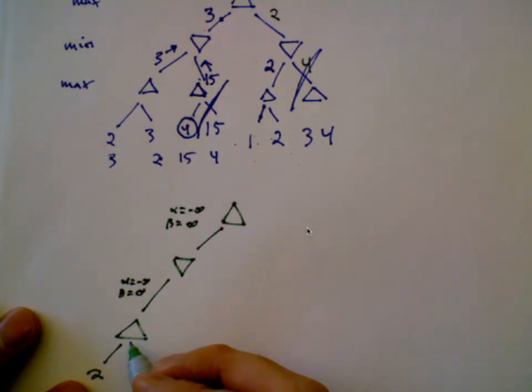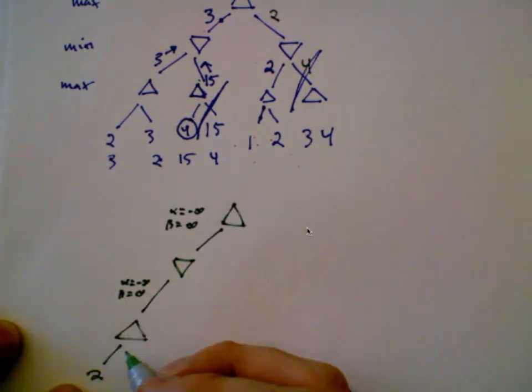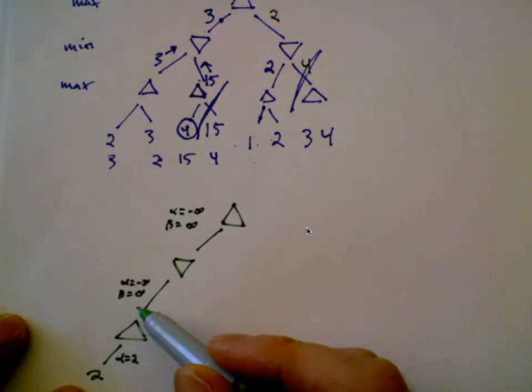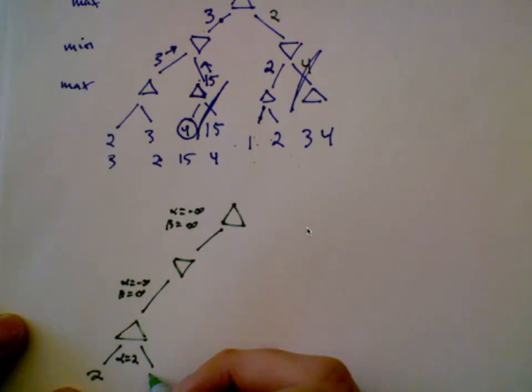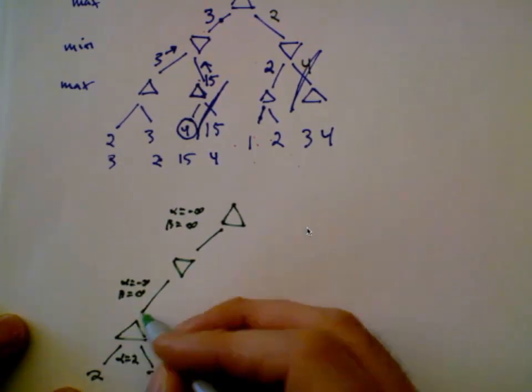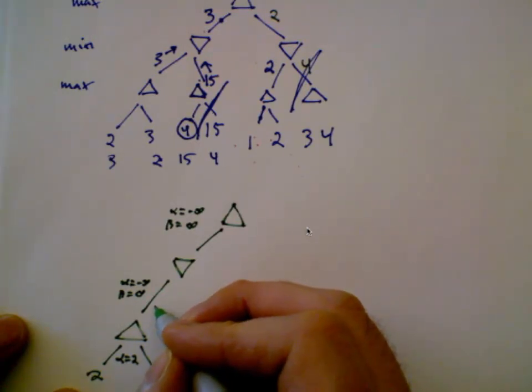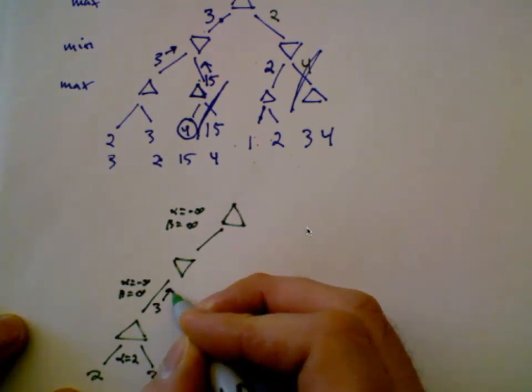And so now we update alpha, right? Because this is a max node. So alpha is now equal to 2. Beta is infinity, so we don't bail out, because we have to wait till beta goes under alpha. Now we do the 3. We didn't hit anything, so 3 is now passed back up. 3 is the minimax value that goes up.